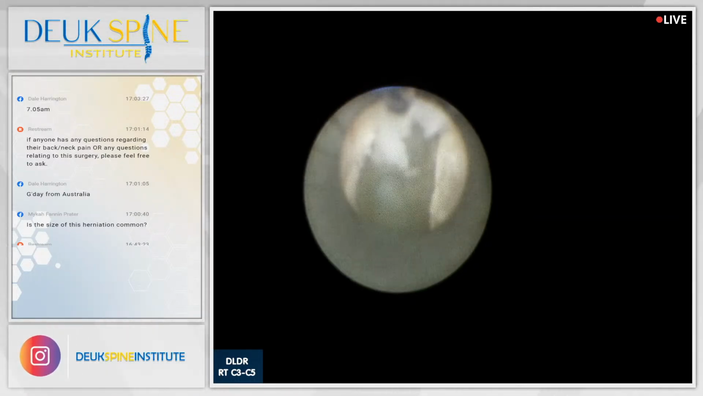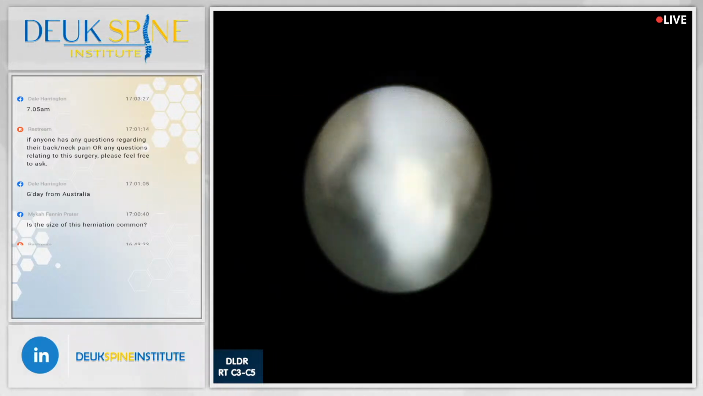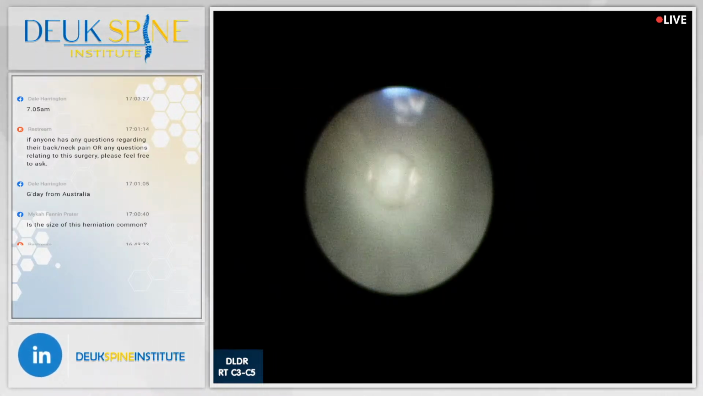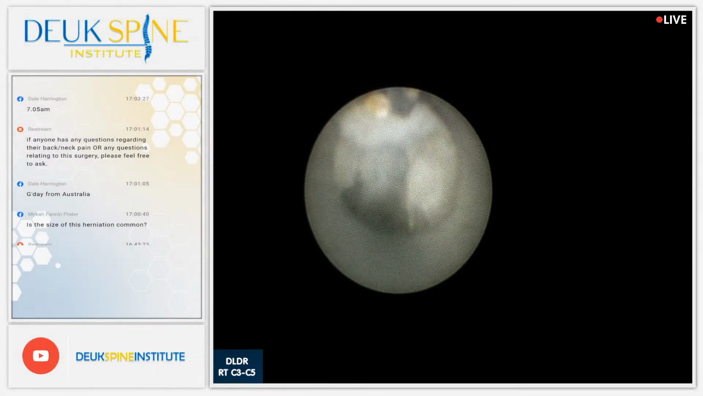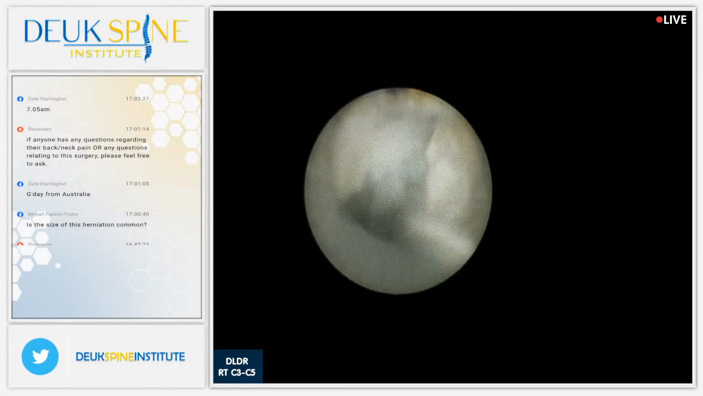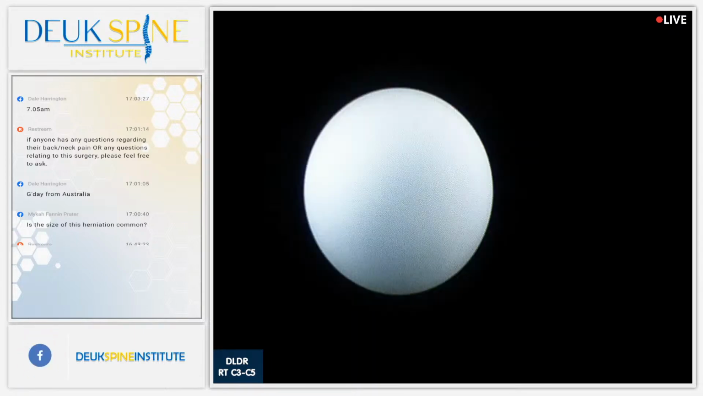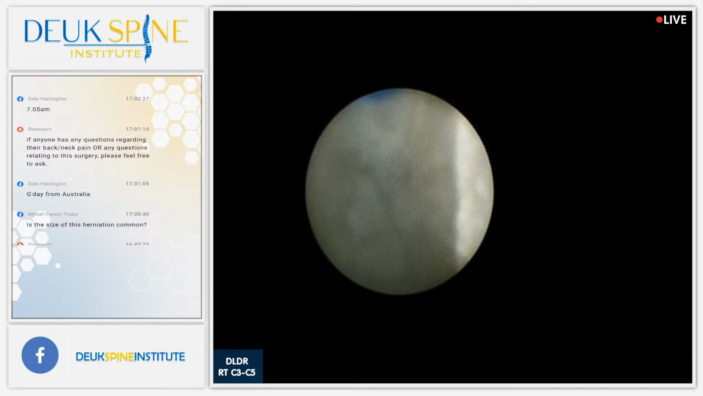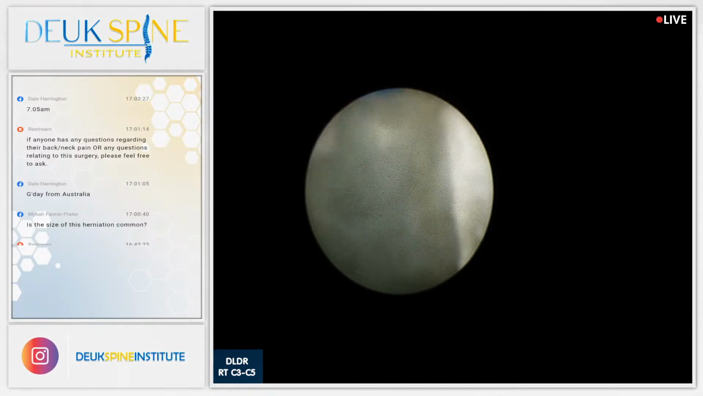Those are the end plates you're seeing, left and right. That's the C5 superior end plate posteriorly at the back end. End plate is bone. That's the vertebral body, basically. The top and back of the vertebral body is called the end plate. This stuff here is herniation. Just using my laser to remove it.